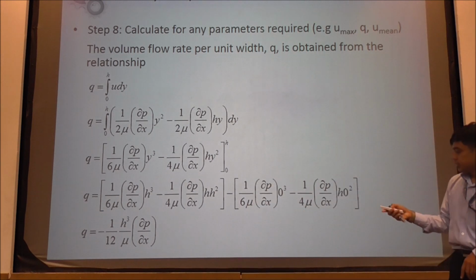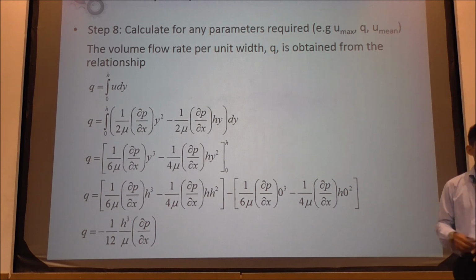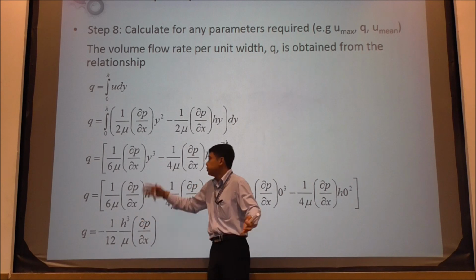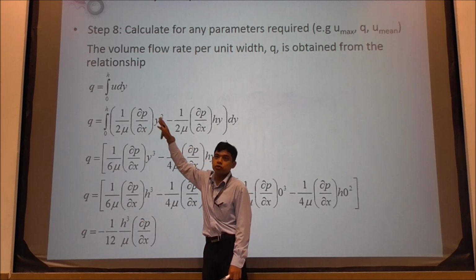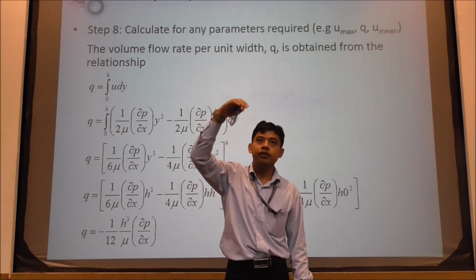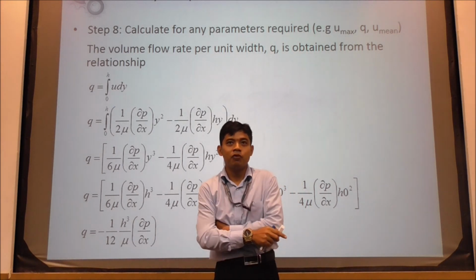So in this case, you get this q. But I will not go through this. I don't want to spoil your mind by saying this one is the answer. No, but you know how to get it. Okay, so just integrate it from the bottom plate to the top plate. You will get your flow rate. Okay? Any question before we proceed?